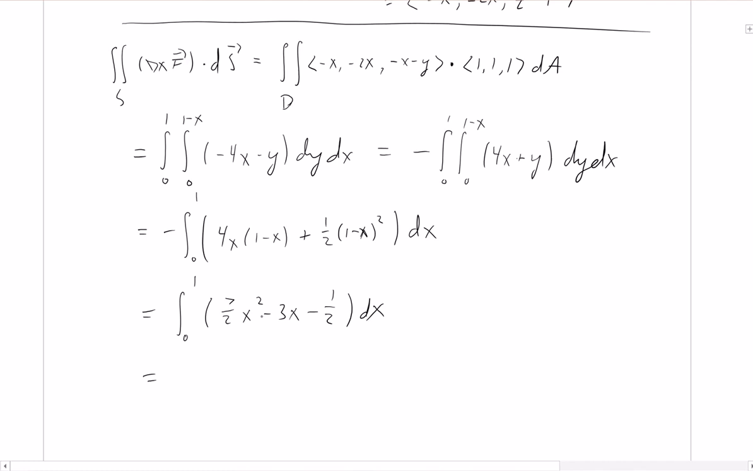So the integral of x squared from 0 to 1 is 1/3. So this gives 7/6. The integral of x from 0 to 1 is 1/2. So minus 3/2. And the integral of 1/2 from 0 to 1 is just 1/2. And if we add these fractions together, we will end up getting minus 5/6.